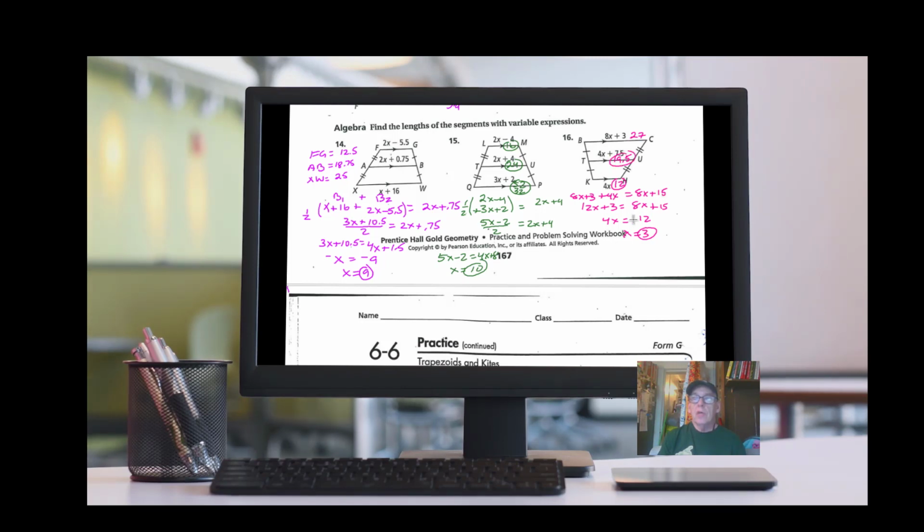Let's plug it in and see. So we've got 3 in here. So 3 times 4 is 12. 12 plus 7.5 is 19 and a half. So it checks out.